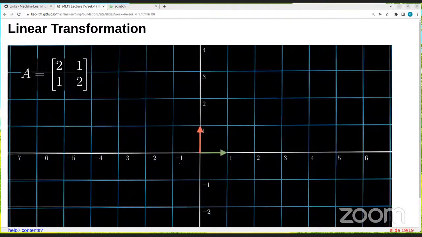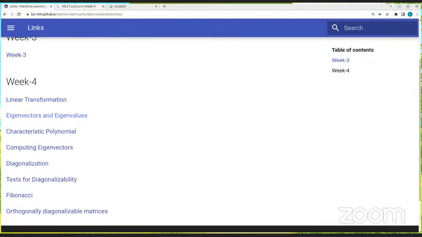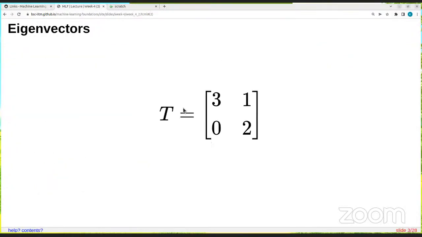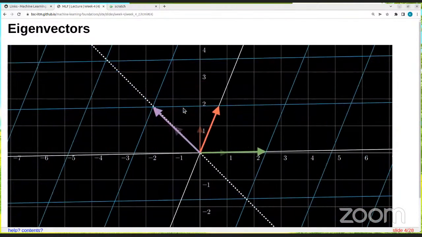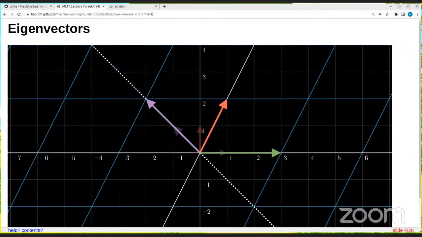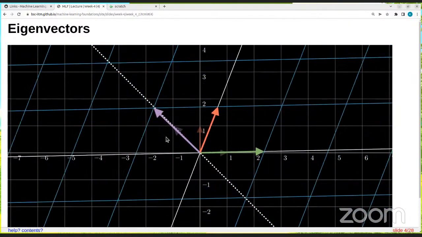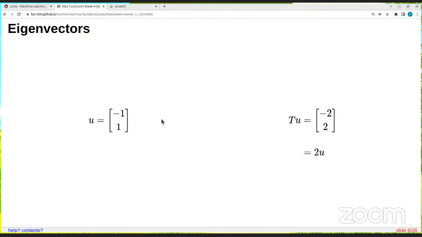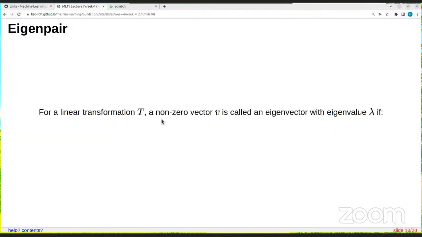Okay, so that was about linear transformations, and from there we went to the concept of eigenvectors and eigenvalues. Eigenvectors are those vectors for whom the direction is preserved before and after the transformation. For example, (-1, 1) and (1, 0) in this case are eigenvectors, because that direction is preserved, as you can see after the transformation. Eigenvalues are nothing but the factor by which an eigenvector is scaled.